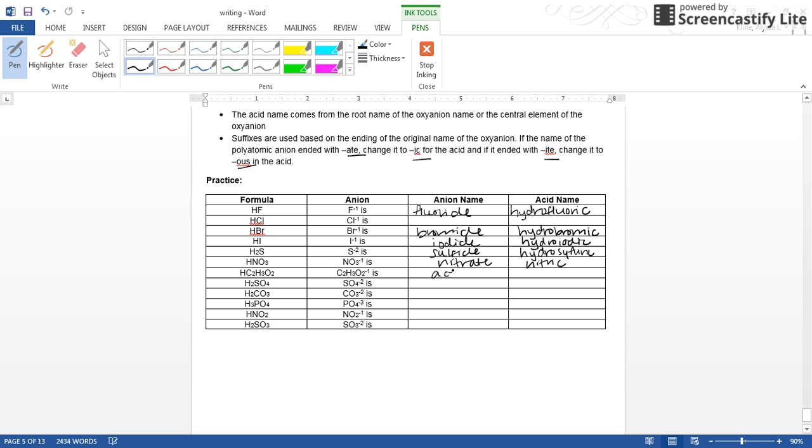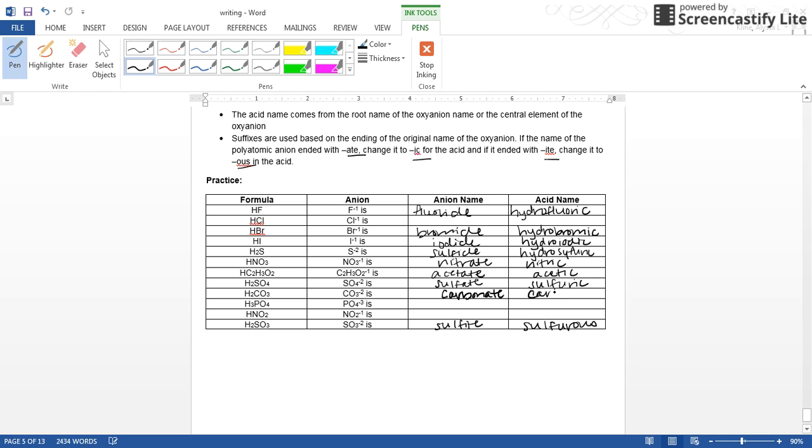C2H3O2-1 is called acetate. So this is acetic acid. H2SO4, so SO4-2 is called sulfate. So this is sulfuric. That's as opposed to SO3-2, which is called sulfite, which makes this sulfurous acid.